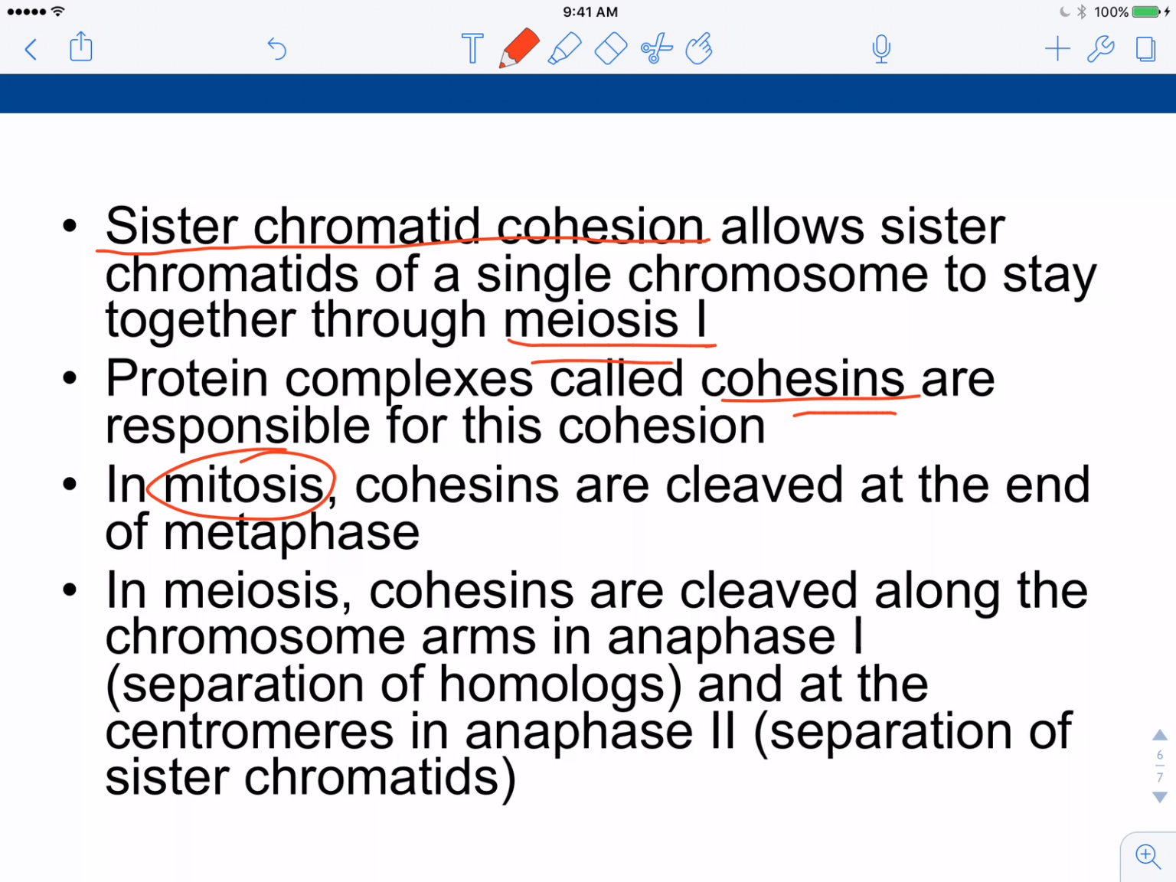In mitosis, the cohesins are cleaved at the end of metaphase. And in meiosis, cohesins are cleaved along the chromosome arms in anaphase 1, and this allows for the homologs to separate. And then in the centromeres in anaphase 2, and this allows the sister chromatids to separate. And that's it for our comparison of mitosis and meiosis.